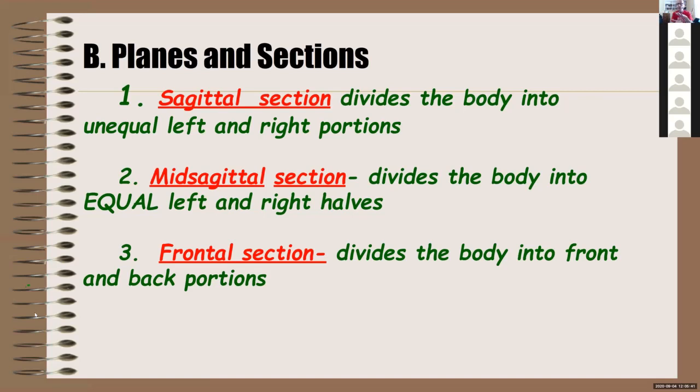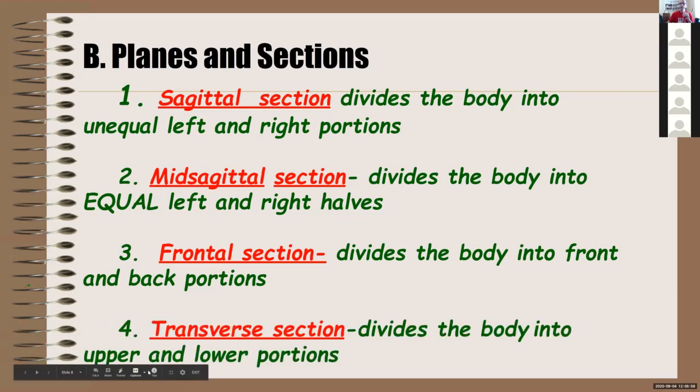The frontal section creates a front and then a back from your specimen. I like to think of it just if you were slicing a body. It gives you a little bit more of a visual image of what I'm trying to describe. Then there's the transverse section. Transverse divides the body into an upper and a lower portion. So please repeat after me, transverse section.